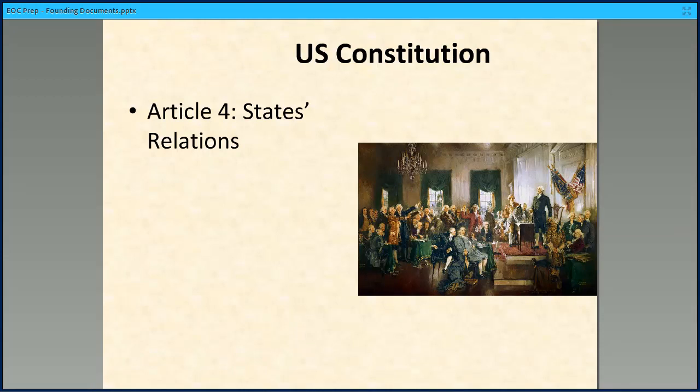Even though they belonged to different states, they were still in the same country, so they would still have the basic rights of citizenship.